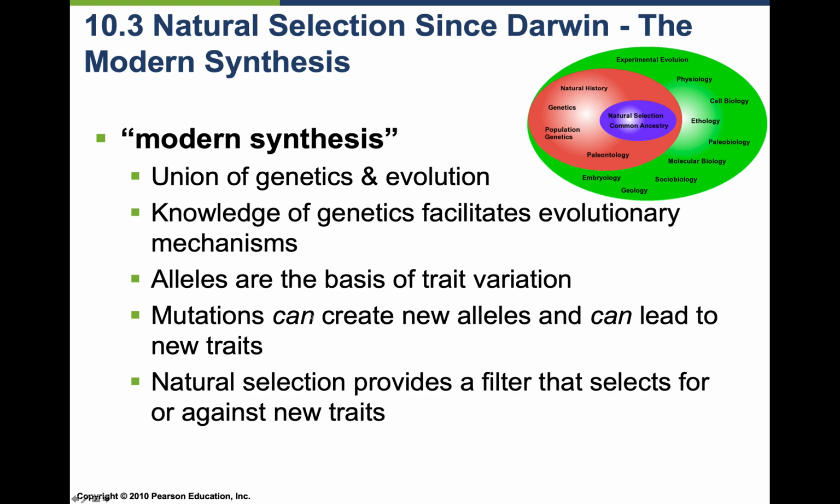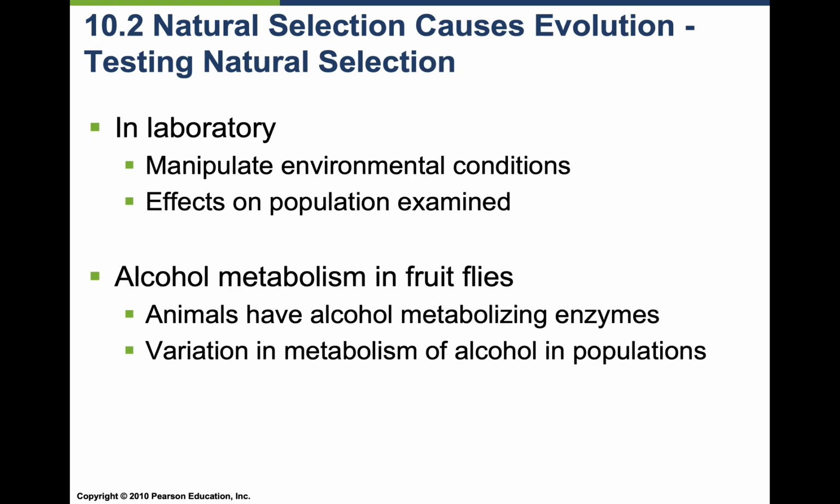So mutations, they don't have to, but they can create new alleles, and these new alleles can lead to new traits. Not always, but they can. And natural selection is what determines whether they can or can't, because it really provides the filter for these new traits and mutations to pass through. So if you think of natural selection as kind of a filter, and mutations have to go through that filter to survive into the next generation, that's probably a very appropriate way to think about natural selection.